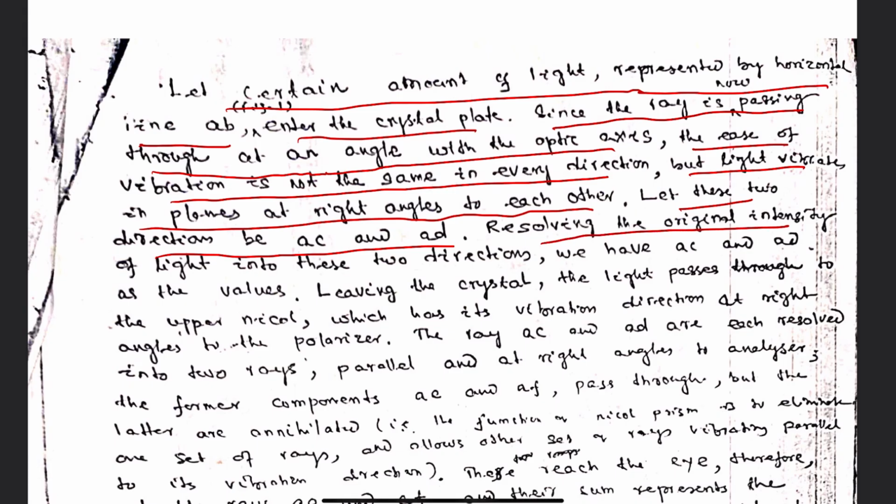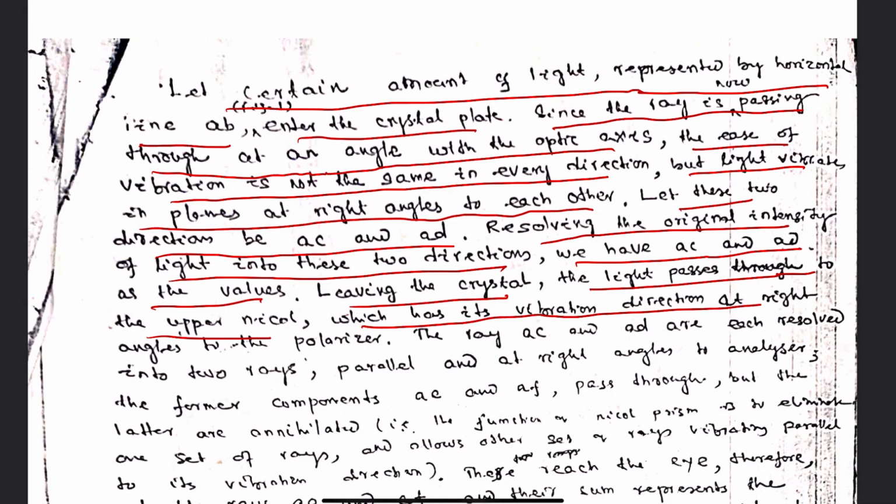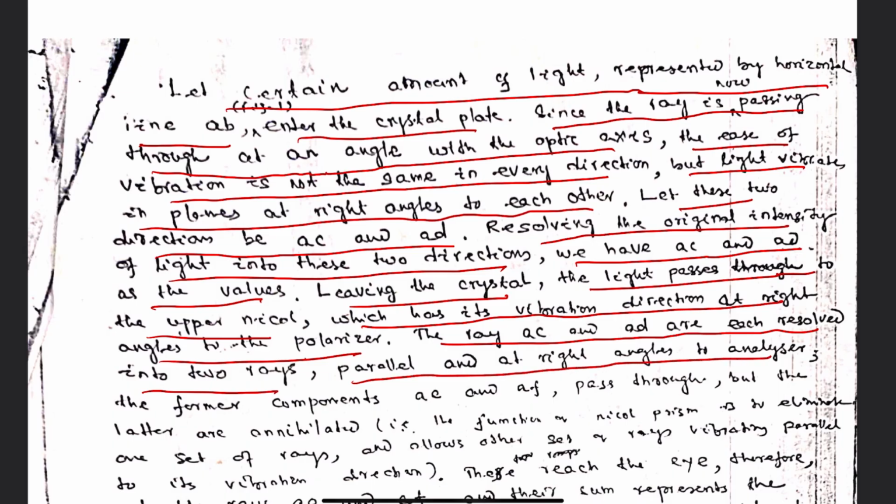Resolving the original intensity of light into these two directions, we have AC and AD as the values. Leaving the crystal, the light passes to the upper nicol or analyzer, which has its vibration direction at right angles to the polarizer. The rays AC and AD are each resolved into two rays parallel and at right angles to the analyzer. The former components AE and AF pass through, but the latter are annihilated or destroyed.